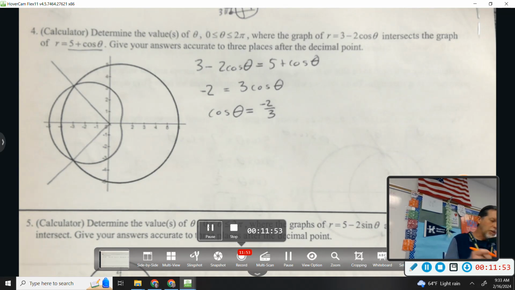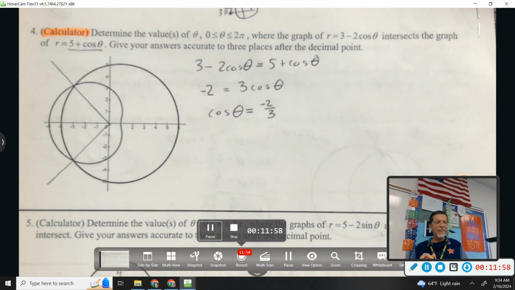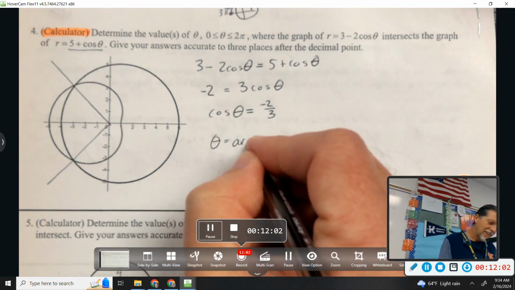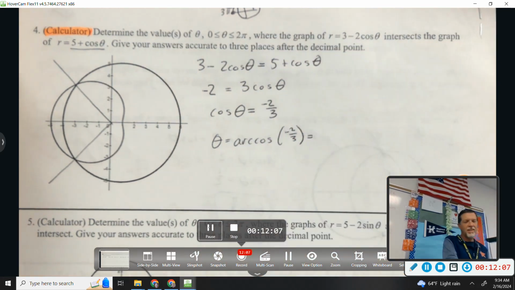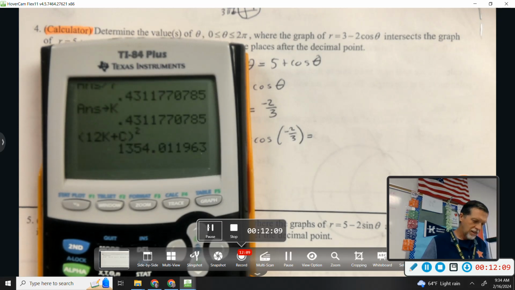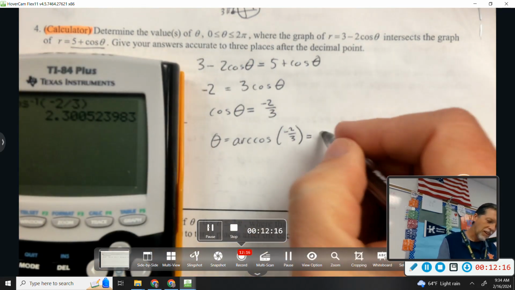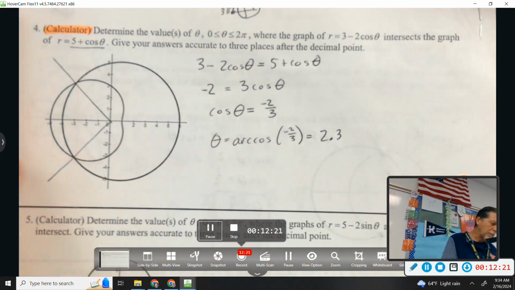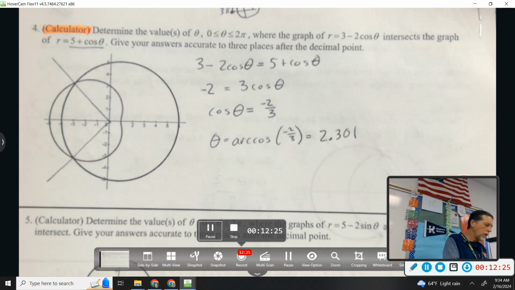And what was maybe a hint to that was that this problem started out by saying, calculator. So arc cosine of negative 2/3. See what we get. Inverse cosine, negative 2/3. I did set you up, absolutely. I don't remember if it's definitely part no calculator. It might be all no calculator. So 2.301.